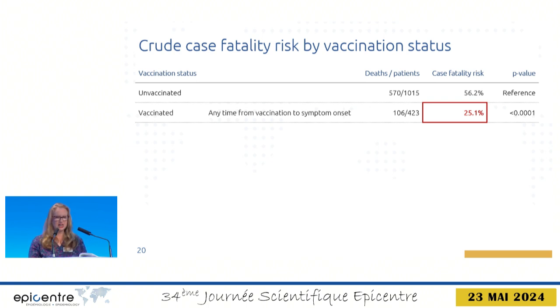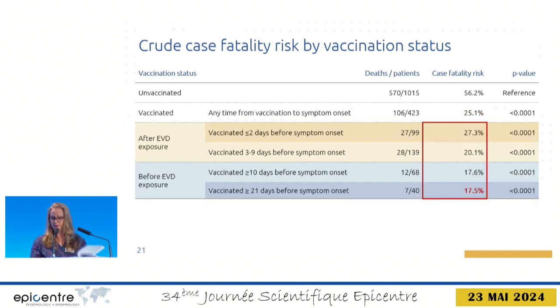Now let's consider the timing of vaccination, looking at the additional rows of data in the table. We see that compared to unvaccinated patients, the earlier a patient was vaccinated prior to their symptom onset, the lower their case fatality risk, dropping to as low as 17.5%.